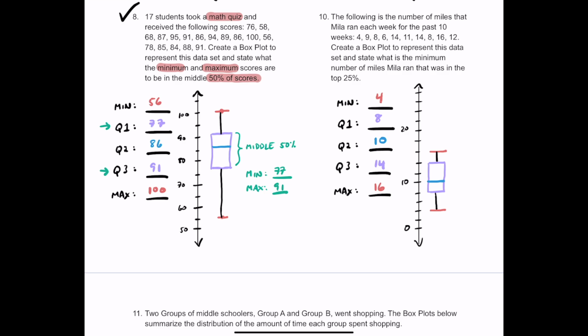Okay. Now the question is asking us, what is the minimum number of miles Mila ran that was in the top 25%? So where's the top 25%? That is right here. Top 25%, I guess we're assuming, right, that's the longest. So what number is that going to tell us? Well, Q3, right? Anything above 14 will be the top 25% of the mileages that she ran. So anything above 14 miles would be in her top 25% of the miles that she ran each of those days. Okay, there's number 10.